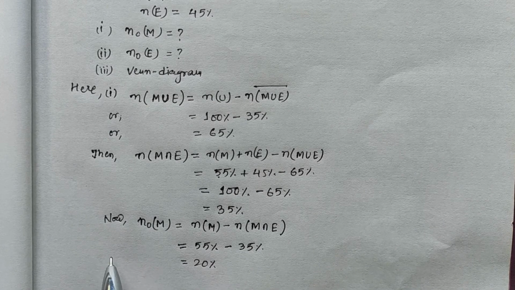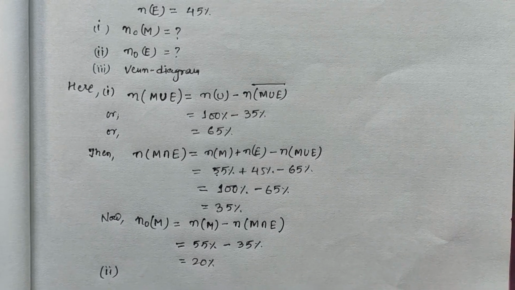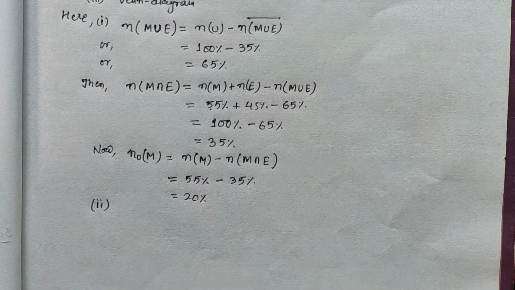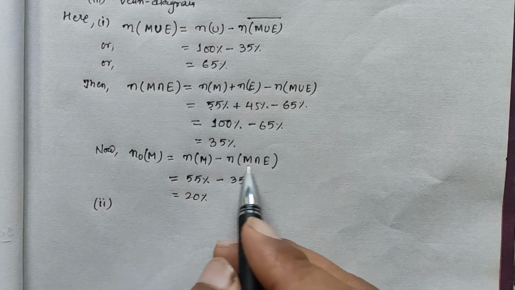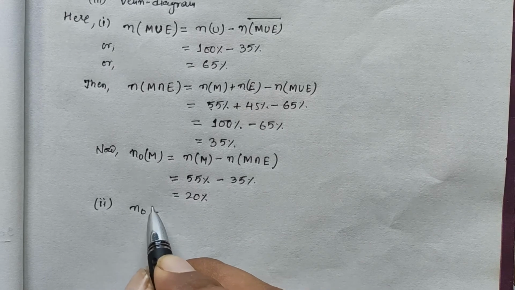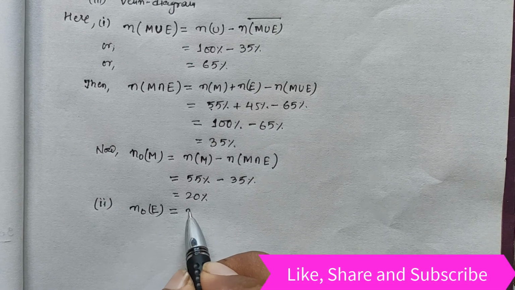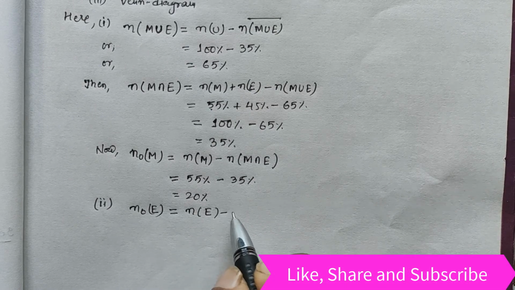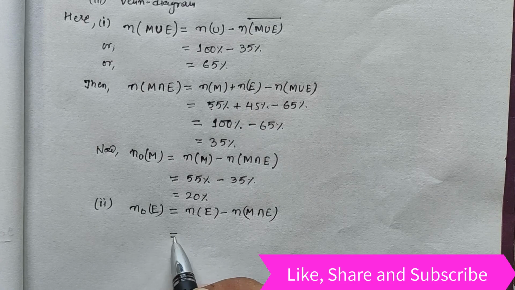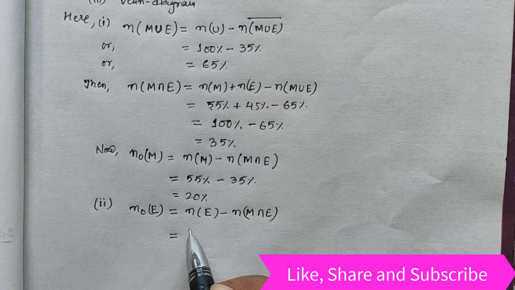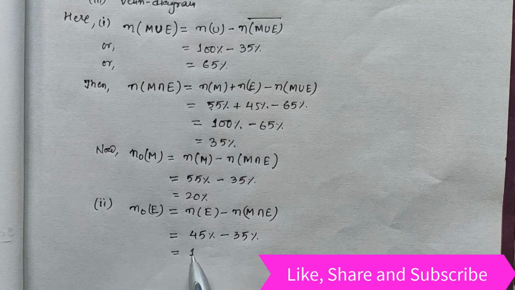Now we will go on to the second part. In the second case it says to find N only E, isn't it? If we already have the intersection part, we can directly find N only E, that is, failed in English only. So N(E) minus N(M intersection E). N(E) is given as 45% minus 35%, so it becomes 10%.